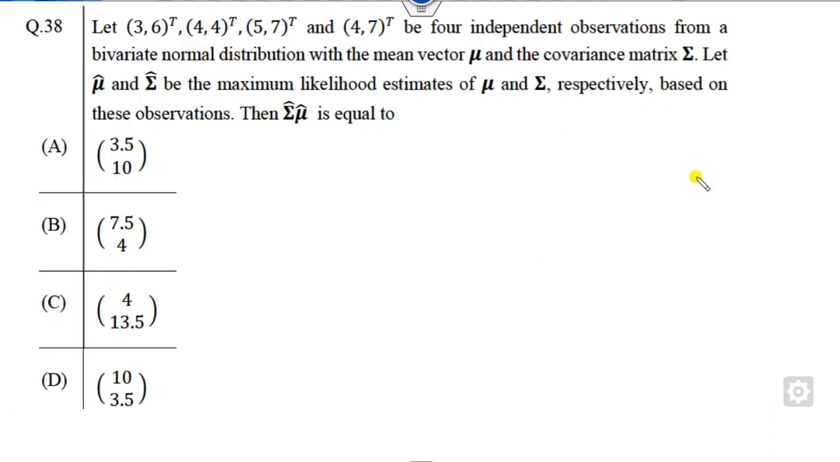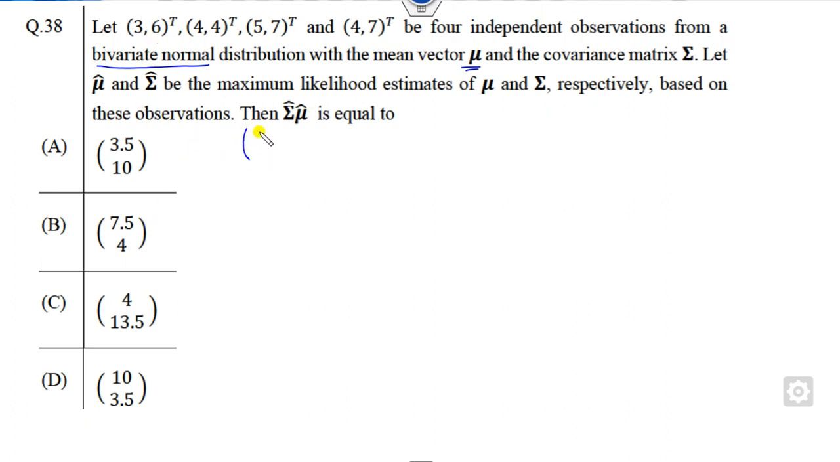Now, this question is related to the bivariate normal distribution having the mean vector mu, and these are the four independent observations. Mu and sigma are the maximum likelihood estimators of the population mean and variance. Then you have to find this value. That's a very simple task. What is given to you?